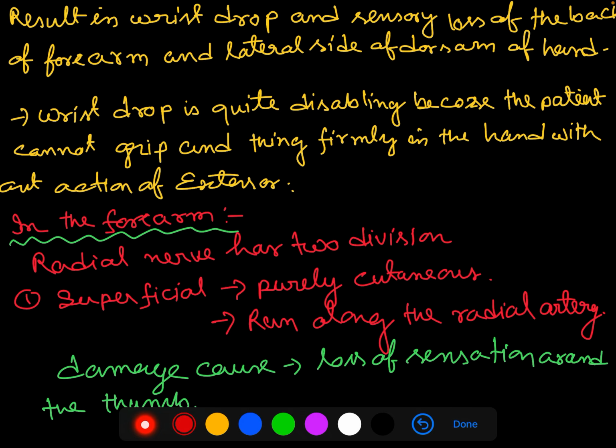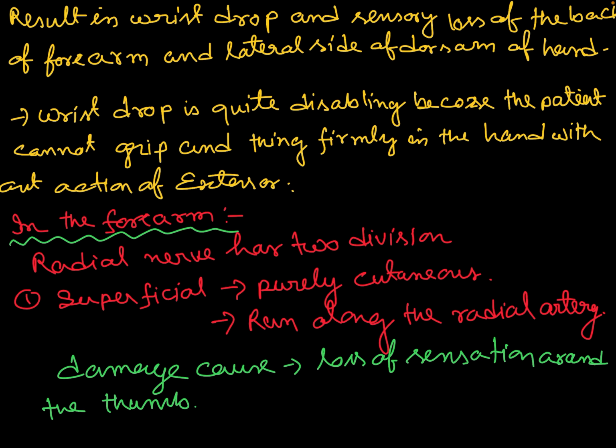In the forearm, the radial nerve has two divisions. Superficial, purely cutaneous, runs along the radial artery, and damage causes loss of sensation around the thumb.